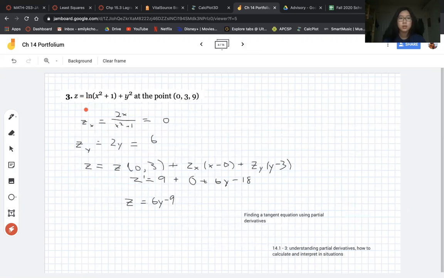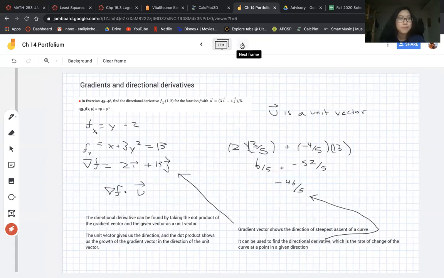And then on this slide, we have basically how we find the tangent plane, which is pretty much the same as we would with a function of just x.